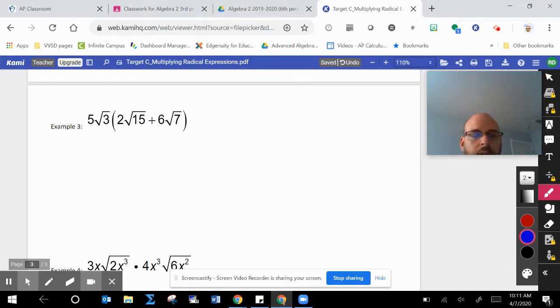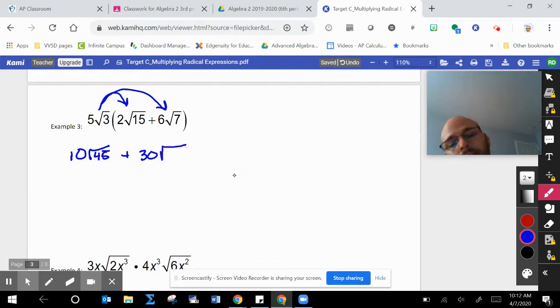Okay, so now example 3, I try to vary these up, try to make them all look a little different. I kind of made this like a distribution problem, okay, where we're going to take this 5 root 3 and we are going to distribute that into this grouping. Now, if we do that, I'm just going to multiply the outsides together and the insides together, right? So if I multiply 5 root 3 times 2 root 15, that's going to give me a 10 square root 45. Now, for the second one, if I do the same thing, 5 root 3 times 6 root 7 is going to give me a 30, because 5 times a 6 is 30, and the inside would be a 21.